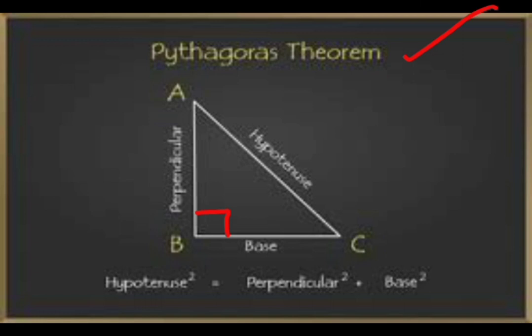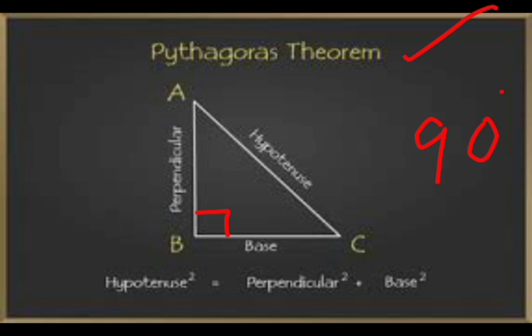What do you mean by right angled triangle? When one of the angles of the triangle is 90 degree. That is when I say it is a right angled triangle. Okay. Now, what does Pythagoras theorem state?